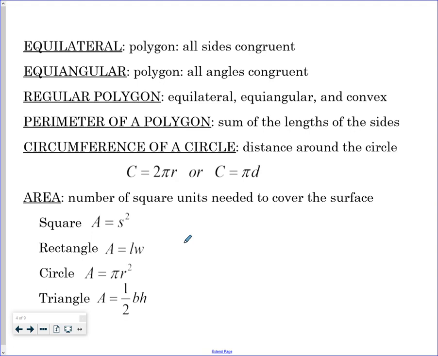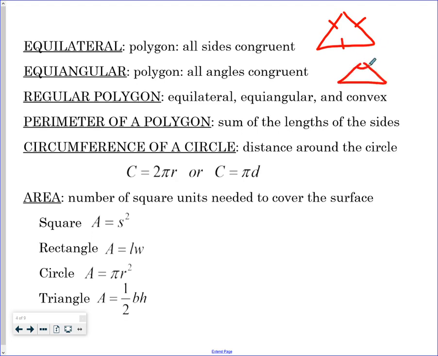Equilateral. You guys already knew what that meant before you walked in the door today. What's equilateral mean? All the sides are the same. Very good. So in this class, it's a polygon, and all sides are congruent. That's what you just said, right? Equiangular means all the angles are the same. Again, it's a polygon. All the angles are congruent. We're going to draw a picture of those. Equilateral triangles look like that, right? It doesn't have to be a triangle. That's just what I'm drawing.